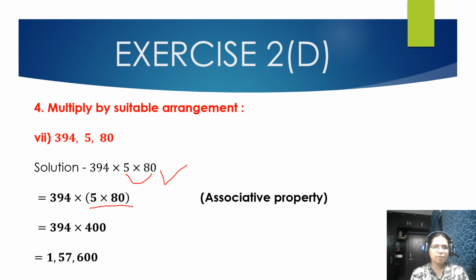394 multiplied by 5 multiplied by 80. 5 multiplied by 80 is inside the bracket, and 5 multiplied by 80 is 400. So 394 multiplied by 400 we get 1,57,600. So 394 multiplied by 5 multiplied by 80 equal to 1,57,600.